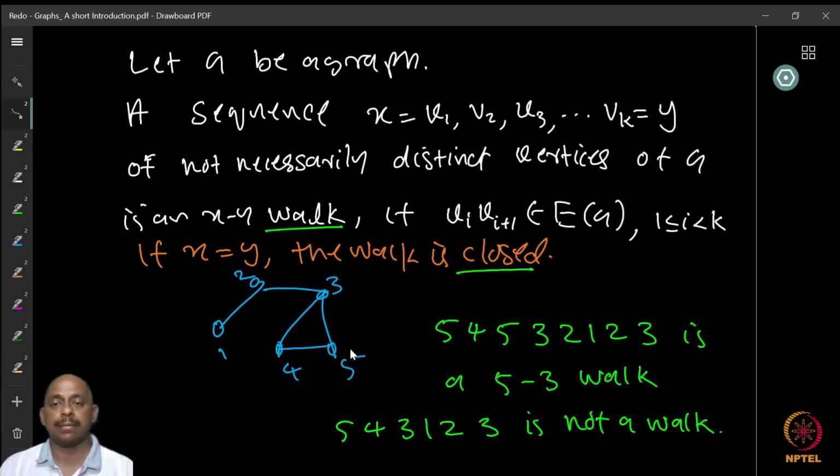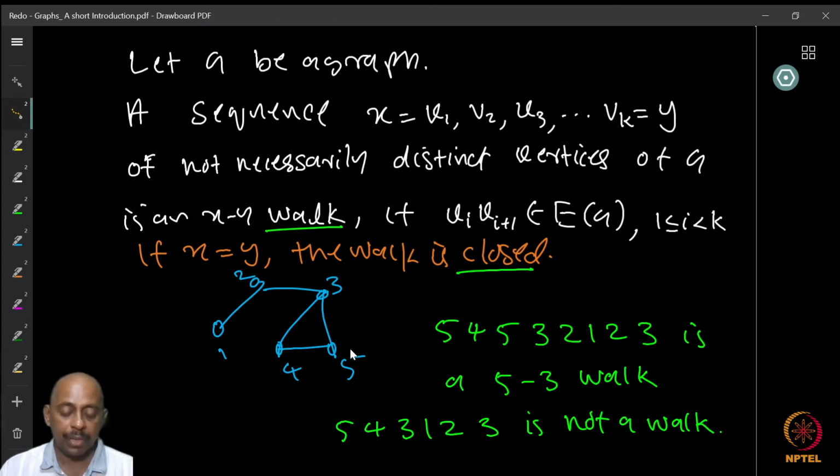Vk minus 1, Vk is an edge. Now these vertices need not be distinct, right? You can repeat them. For example, I can go from V1 to V2, then go to V1 again, then go to V2, then go to V3, again come back to V2 and V1, right? So all these things are possible.